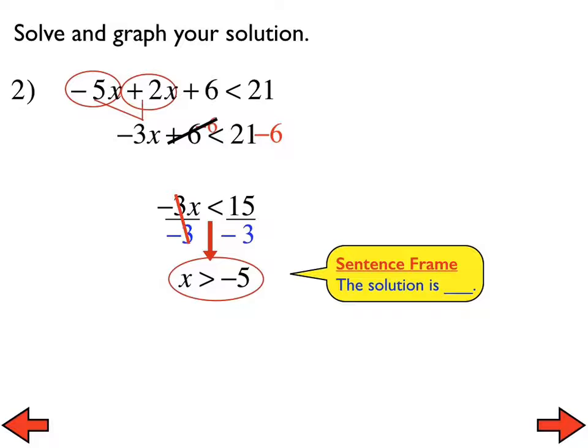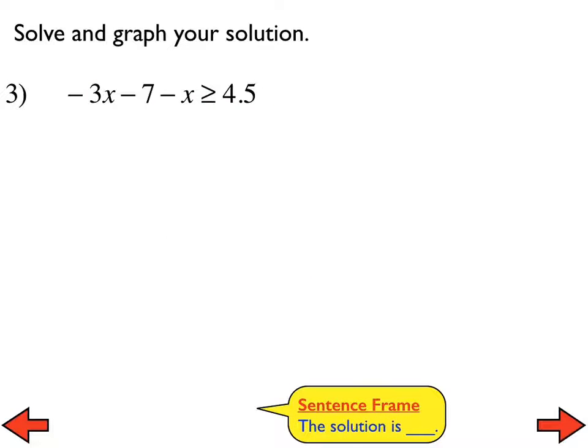And when you graphed it, is it open or closed? Open. Good. -5 is not included. So you would have to draw a line with a hole in it. Open circle. And then to the right, because that's where all the bigger numbers than -5 are. Okay? Number 3, go ahead and do that one as well.